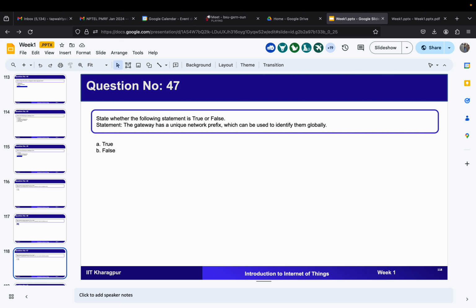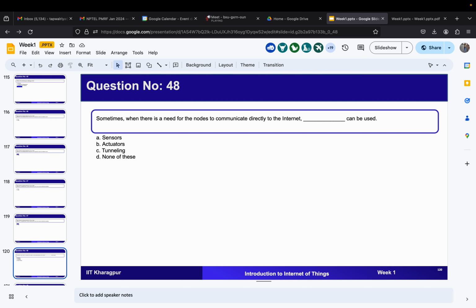Next question is, the gateway has a unique network prefix which can be used to identify them globally. Is the statement true or false? True. Yes, it is true. Next question is, sometimes when there is a need for the nodes to communicate directly to the internet, blank can be used. Options are sensors, tunneling. You're right, tunneling is the correct option.